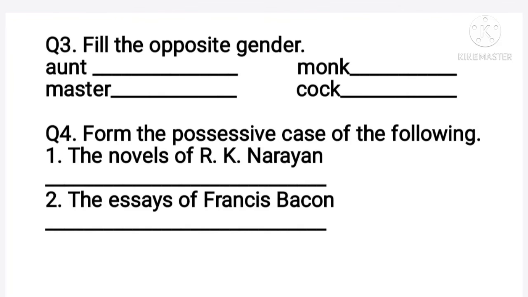Then we have question number 4. Form the possessive case of the following. So here you have a group of words. You have to write the possessive case of them. The novels of R.K. Narayan. The essays of Francis Bacon. Write the answers carefully.